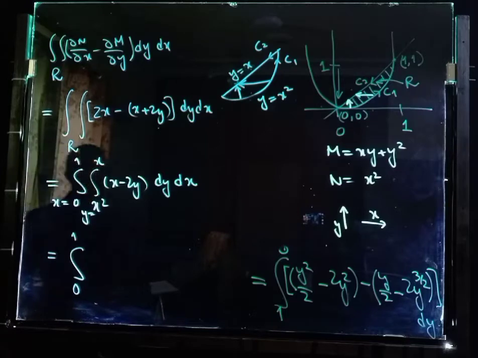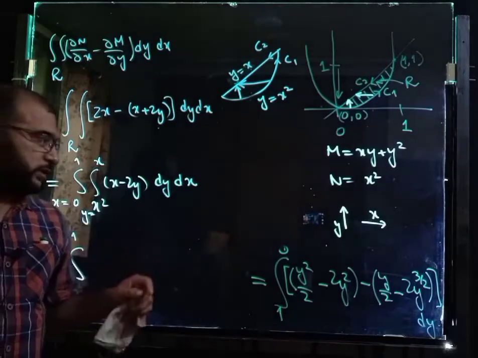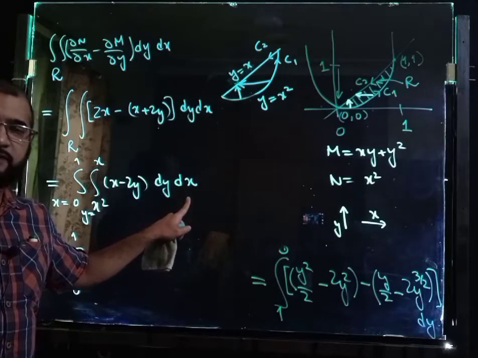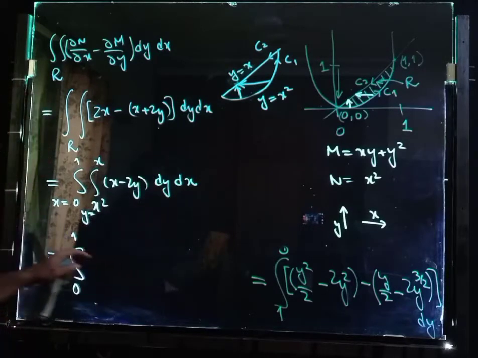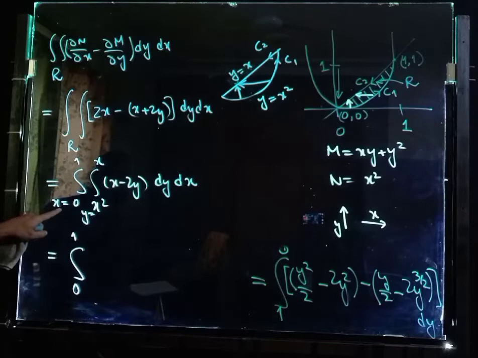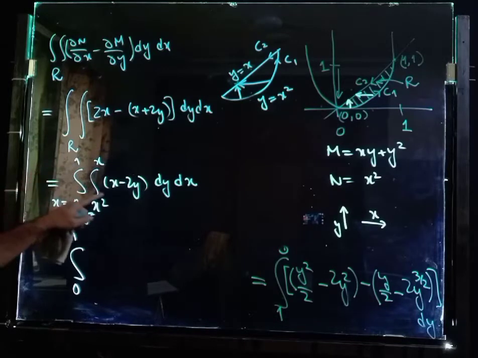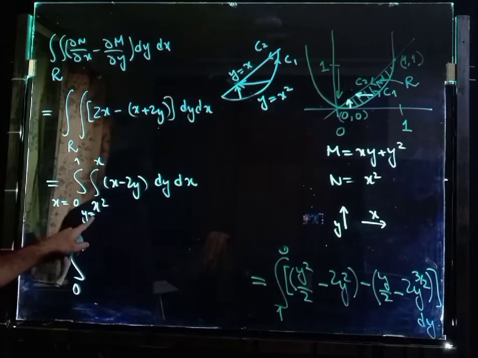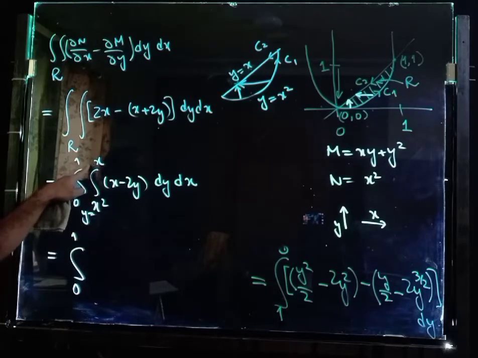Zero to 1. This one point is to be noted here. The limit for the external differential must be constant, meaning you are starting from x equal to 0 to 1. But for the internal differential, you have to use a variable limit from x squared to x. Okay.